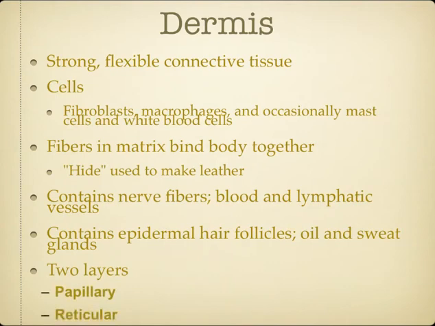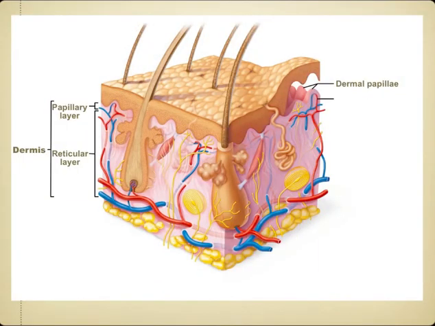Before I leave this page, though, I do want to point out something here. Blood in the dermis is the only source of nutrients for the epidermis above. We've said it before, but it's worth emphasizing now. The epidermis above has no blood supply. So looking at this picture, you can sort of see that.